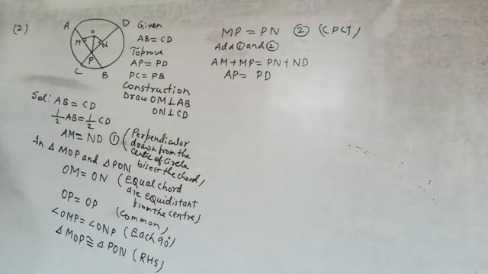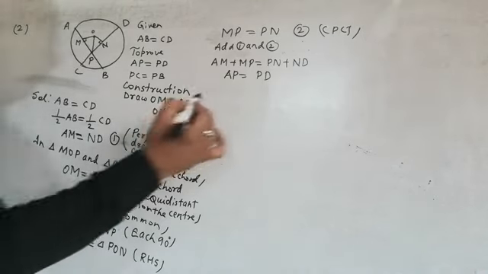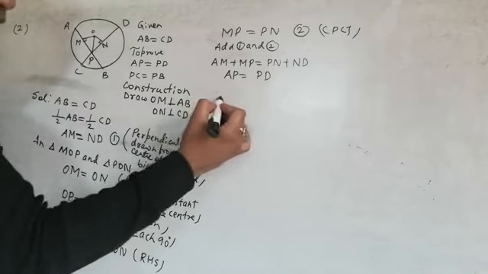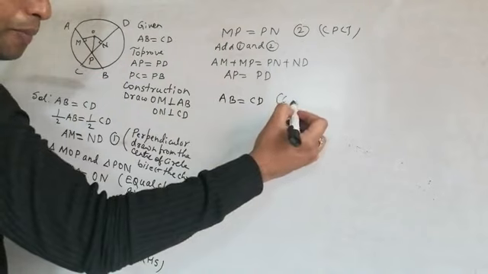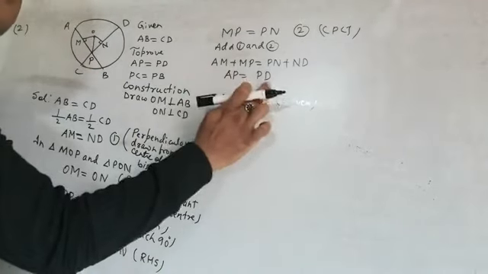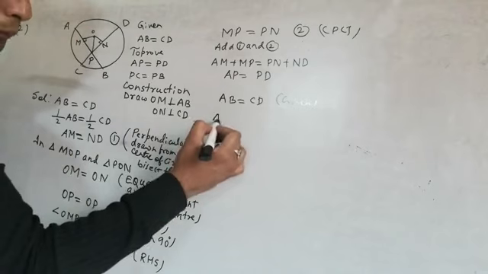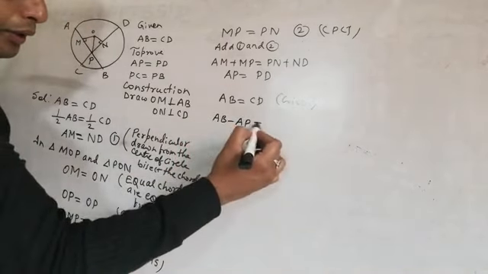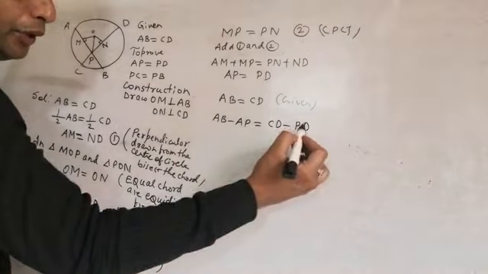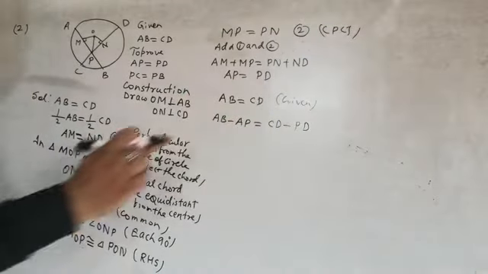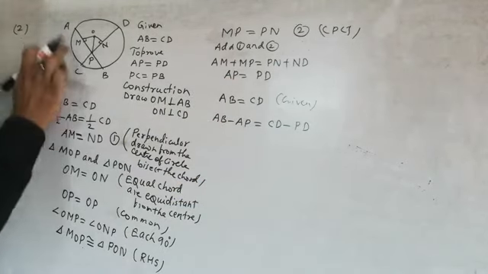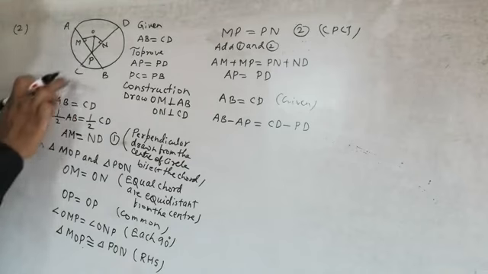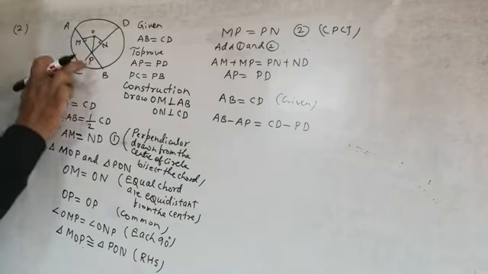Now to prove the second one, what will we do? We have the two chords equal, AB and CD. So we will write AB is equal to CD, given in the question. And AP equal to PD we have proved. From AB you subtract AP and from CD you subtract PD, because these two chords are equal and we had proved AP equal to PD. So if we subtract AP from AB, we will get PB.